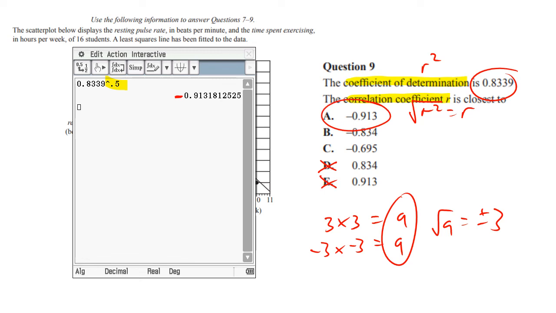Now, if you look at the answers for question 9, 38% of people went for E because they put it on their calculator and didn't pay attention to that trick. Again, there's another trick.